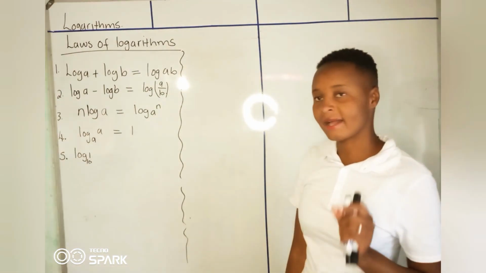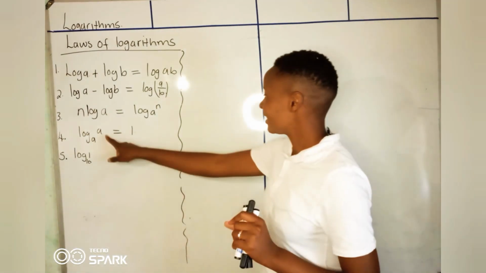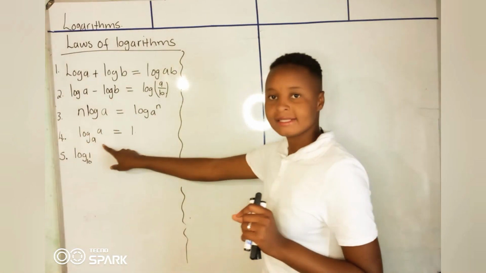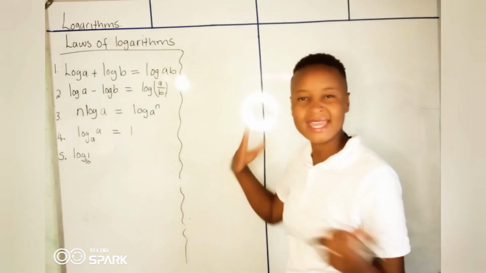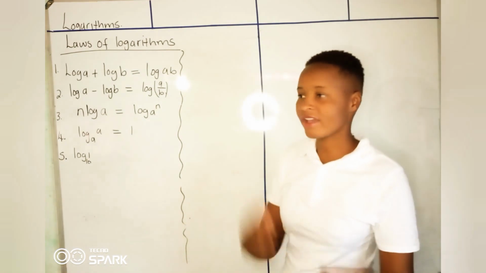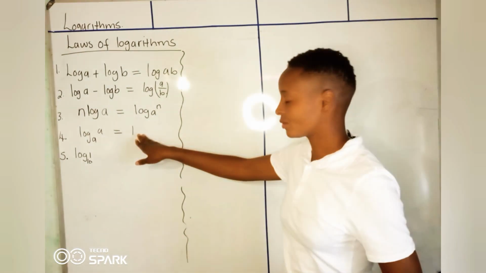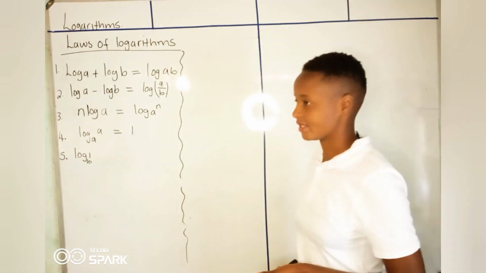And then the next, number 4, is very, very important. Take note of that. Logarithm of A base A is equal to 1. A can be any number. Logarithm of 10 base 10, it's 1. Logarithm of 5 base 5, logarithm of x base x, it's going to be equal to 1. You must take note of that, okay?